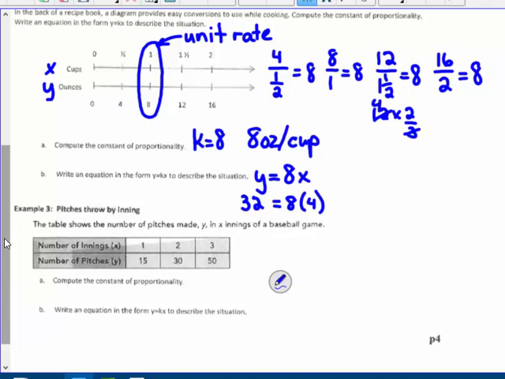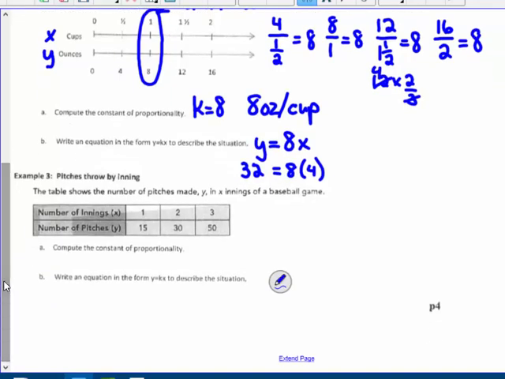Example 3, pitches thrown by inning. The table shows the number of pitches made, y, in x innings of a baseball game. So in inning 1, the pitcher threw 15 pitches. Somebody must have gotten on base, or somebody kept fouling it off a bunch of times. We're not sure. 15 pitches in the first inning, 30 pitches in the second inning, 50 pitches in the third inning. Wow. Compute the constant of proportionality.